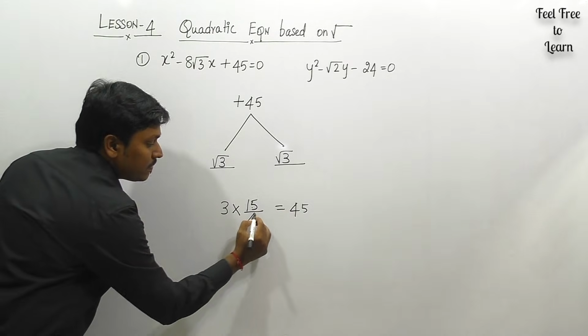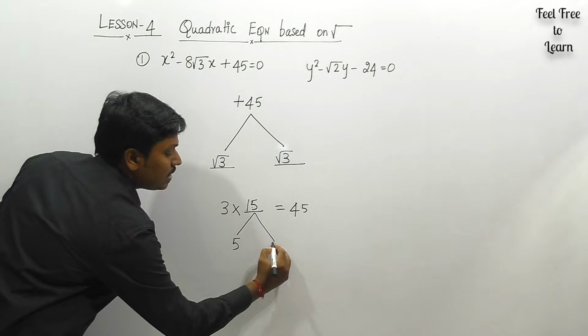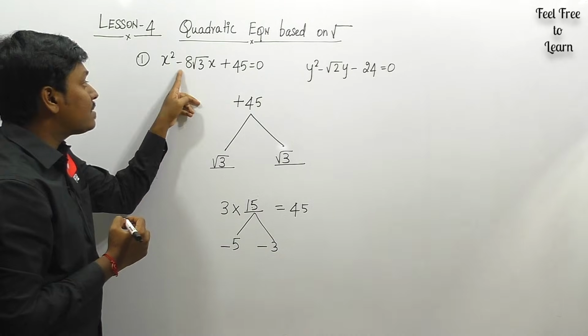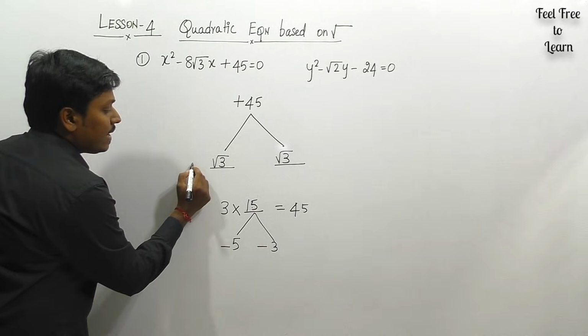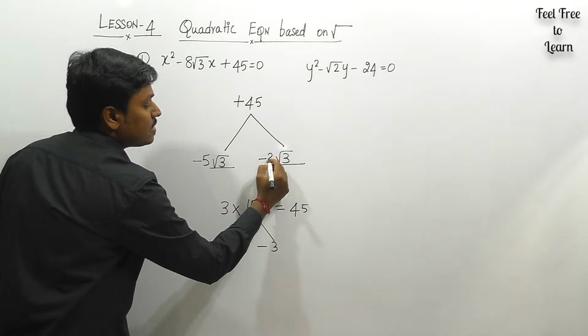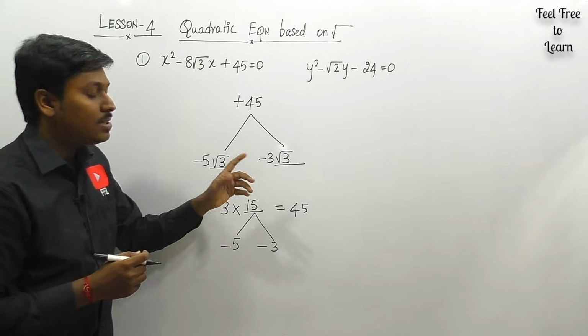Now split this 15 in order to get minus 8. So 5 into 3 will be 15, so minus 5 and minus 3. Why? Because here it is minus 8. So finally I can write this as minus 5 root 3 and the second one is minus 3 root 3. So finally we got the factors, that is 5 root 3 and 3 root 3.